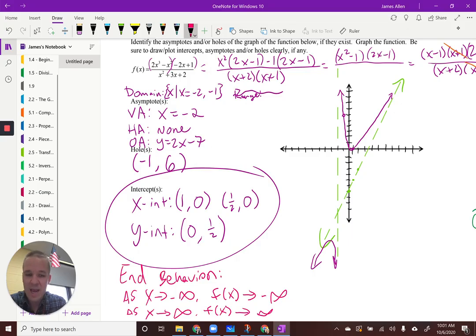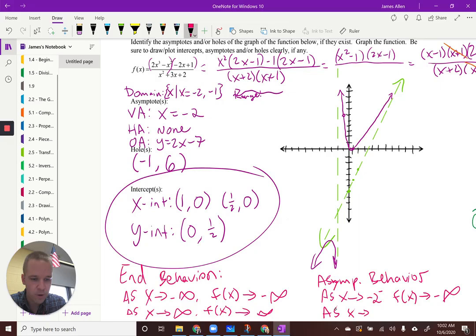And then how about behavior on the asymptotes? So let's see here, as x approaches negative 2 from the left, it's going to negative infinity. So as x approaches negative 2 from the left, f of x is approaching negative infinity. And then as x approaches negative 2 from the right, f of x is approaching positive infinity. Right? It's going up.